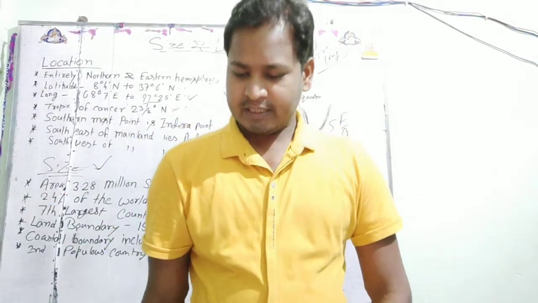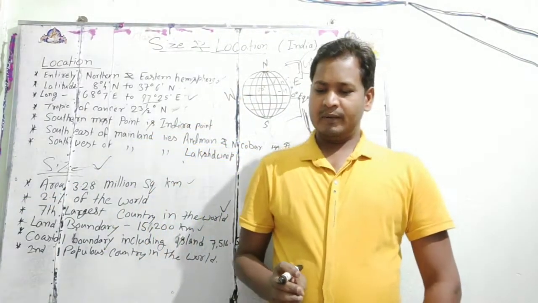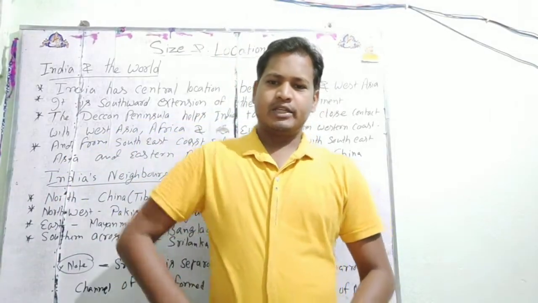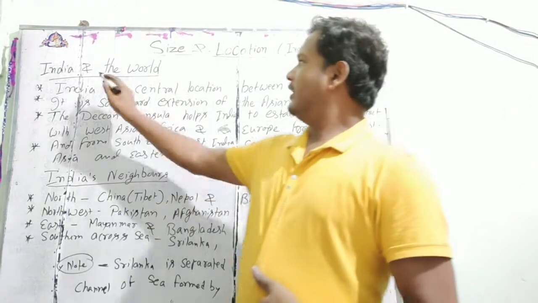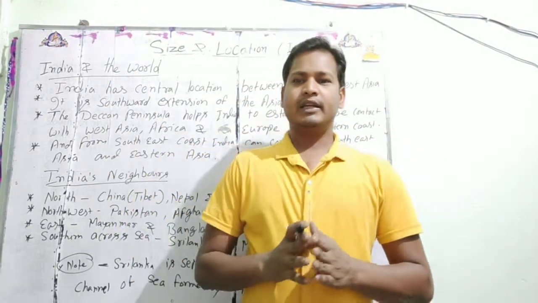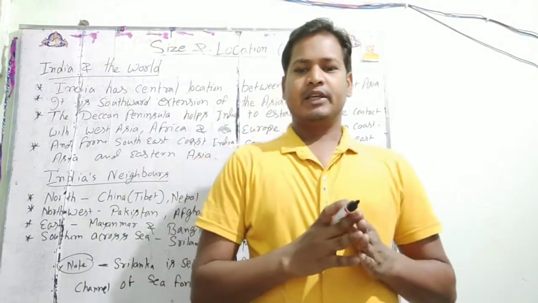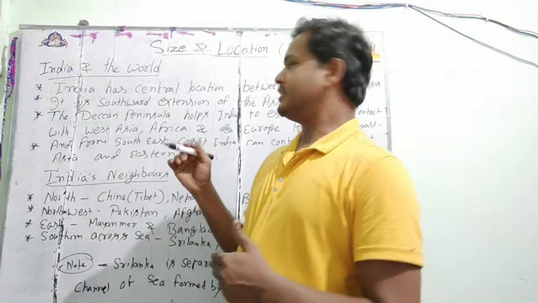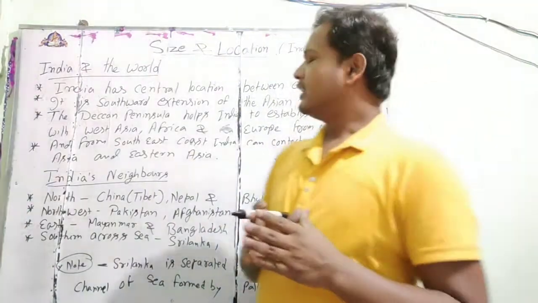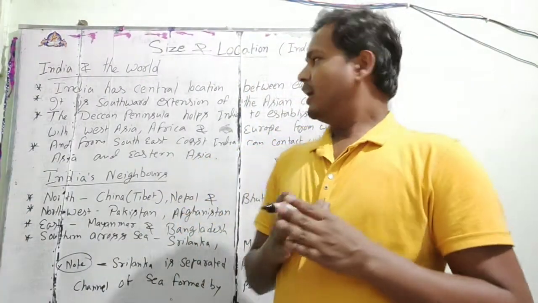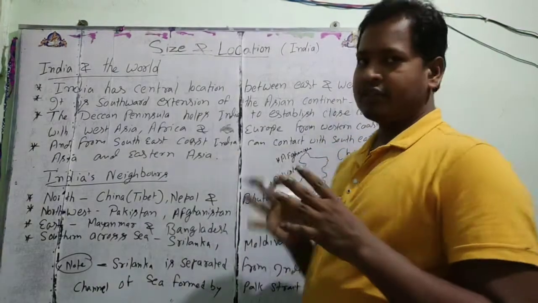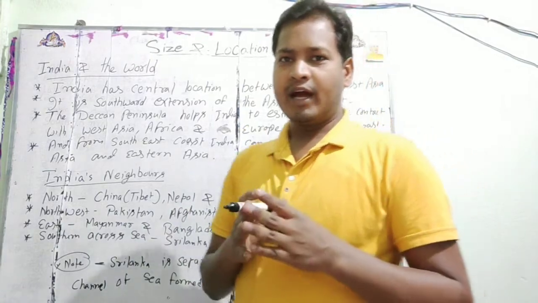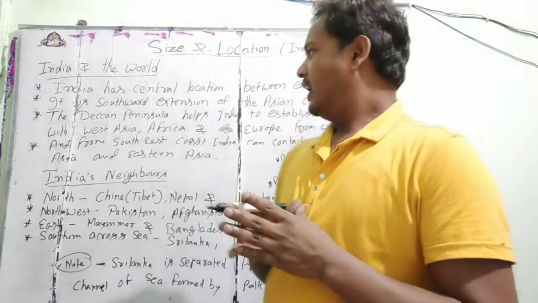Our next topic is India and the world. The next topic to discuss is India and the world. India has a central location between East and West Asia. It is a southward extension of the Asian continent. The Deccan Peninsula helps India to establish close contact with West Asia, Africa, and Europe.